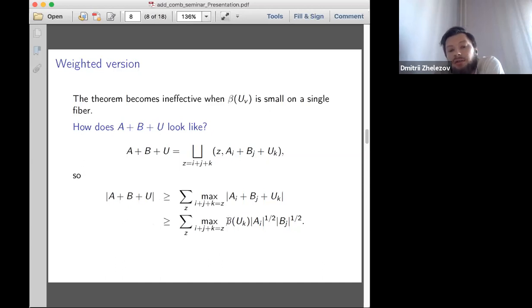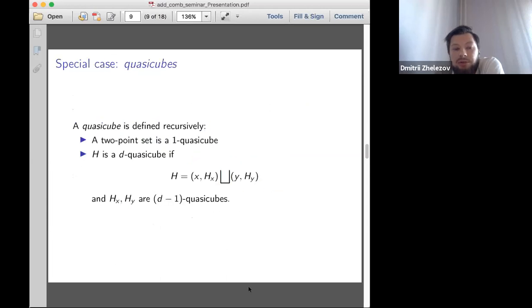Let us now reduce the case to where we have only 2 slices, meaning that we have only 2 indexes k where beta is non-zero. This is exactly what we call the quasi-cube. It's a very natural generalization of a hypercube, where you just have 0 and 1 in each coordinate.